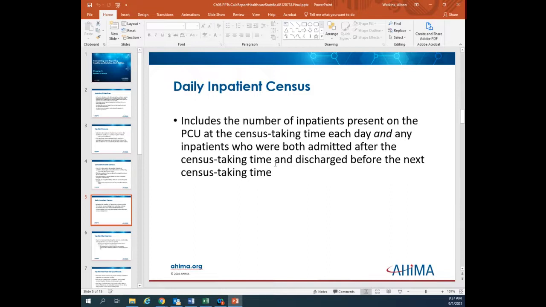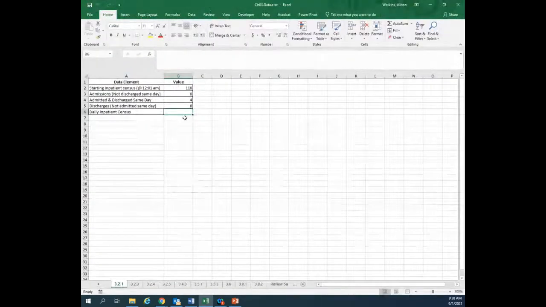So patient or daily inpatient census, this includes the number of inpatients present on the PCU, patient care unit, at the census taking time each day, and any inpatients who were both admitted after the census taking time and discharged before the next census taking time. So what I want to do, looking at page 34, is bring up a spreadsheet and look at the formula.